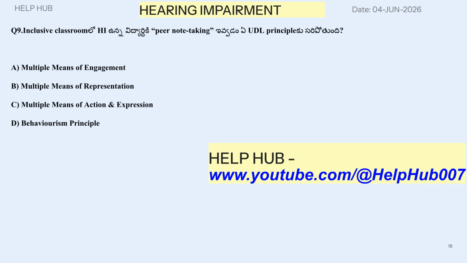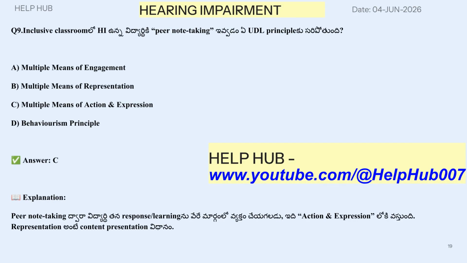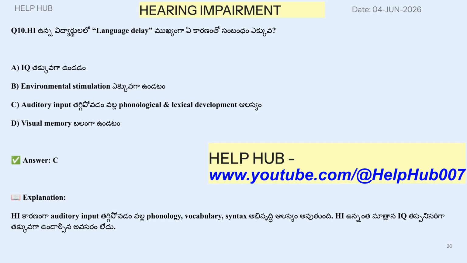Question 9. Providing peer note-taking for a student with HI in an inclusive classroom corresponds to which UDL principle? The answer is C, multiple means of action and expression. Peer note-taking allows the student to express their response or learning in an alternative manner, fitting the framework of action and expression.